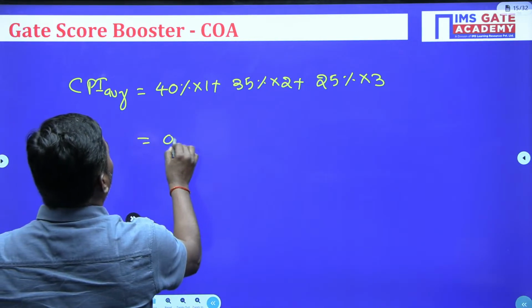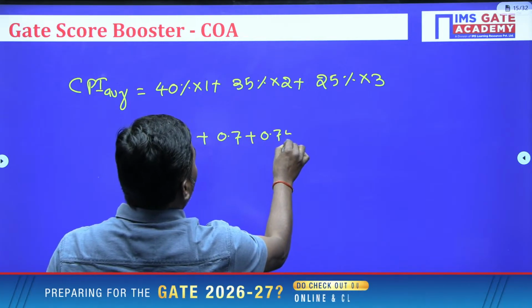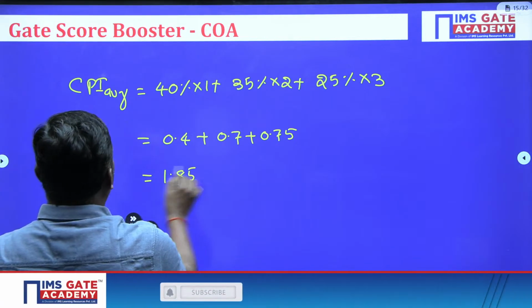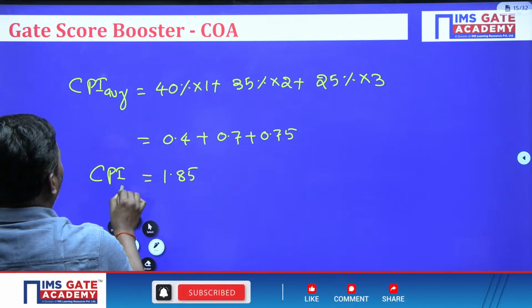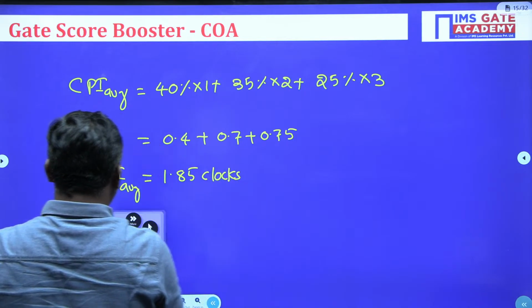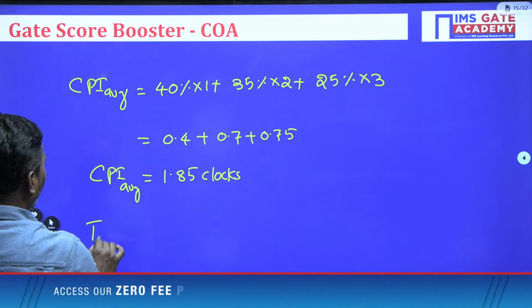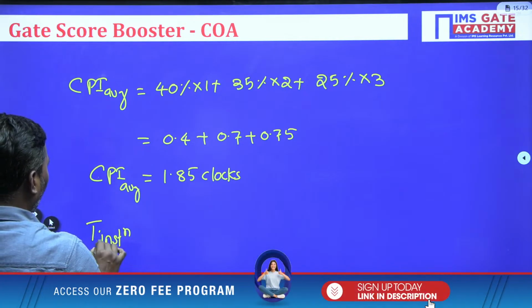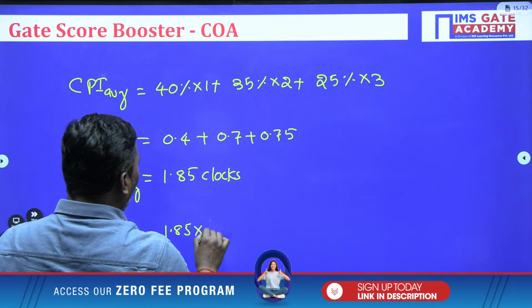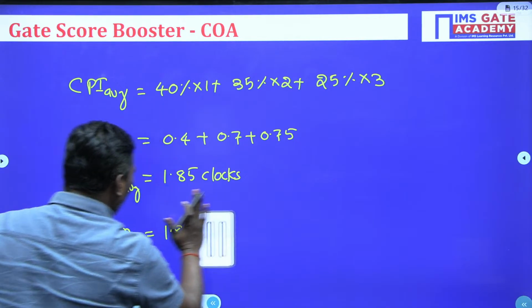So this value, 0.4 plus 0.7 plus 0.75, how much did we get? 1.85 average clocks per instruction. Now if I want the time for one instruction, I take 1.85 into the time of 1 clock cycle. Or else you can put it directly, no problem.